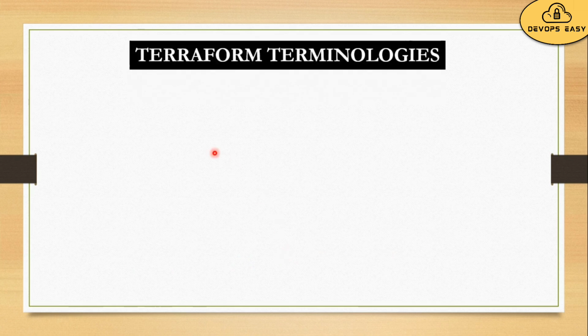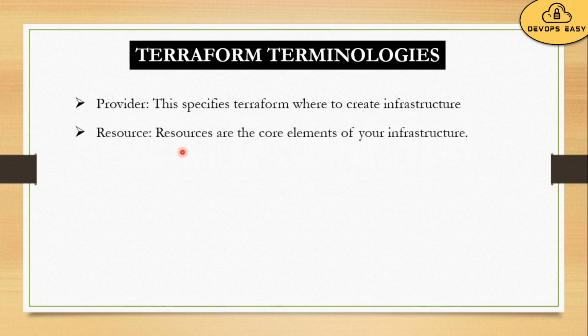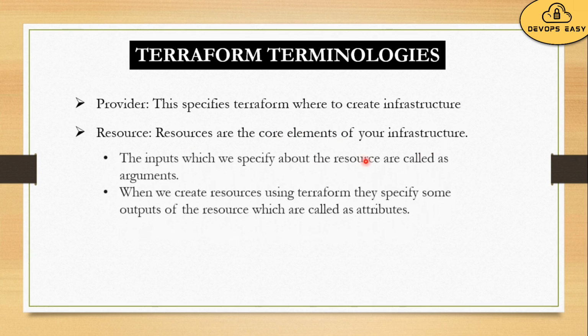Okay, Terraform terminologies. I told you, provider. This specifies Terraform's way to create infrastructure. Terraform supports multiple clouds, so first Terraform should know on which cloud you need to create. That is the provider. You need to specify it in the provider. Resources are the core elements of your infrastructure, nothing but the resources you are going to create.